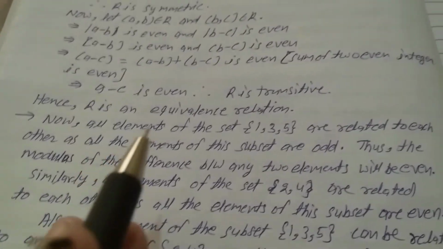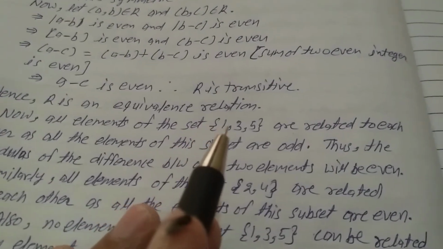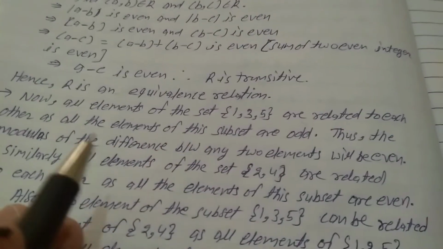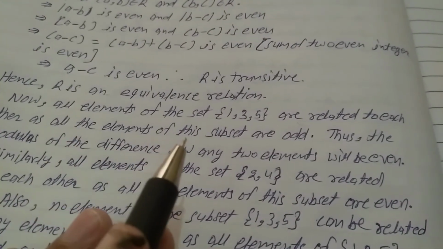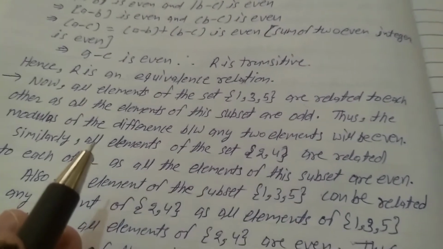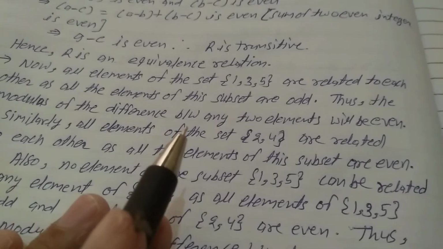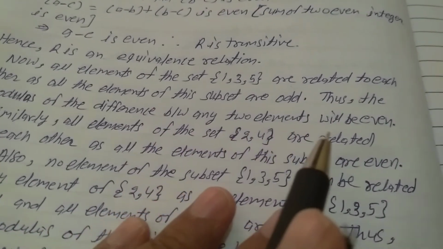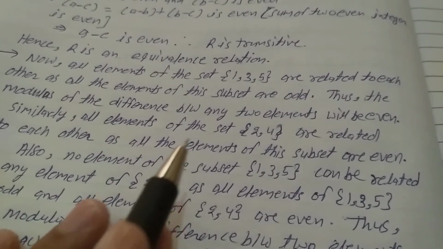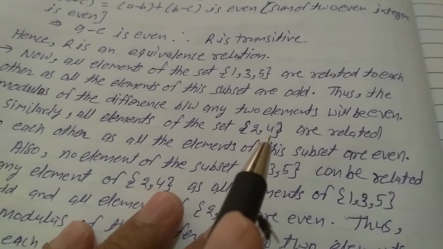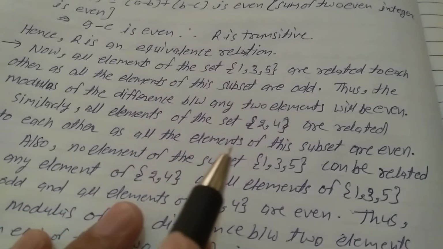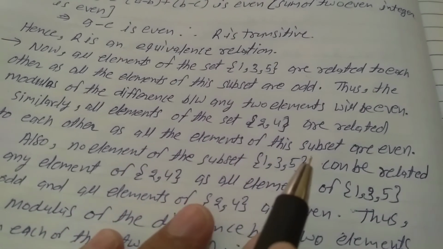Now, all elements of the set {1, 3, 5} are related to each other, as all the elements of this subset are odd. Thus, the modulus of the difference between any two numbers will be even. Similarly, all elements of the set {2, 4} are related to each other, as the elements of this subset are even.